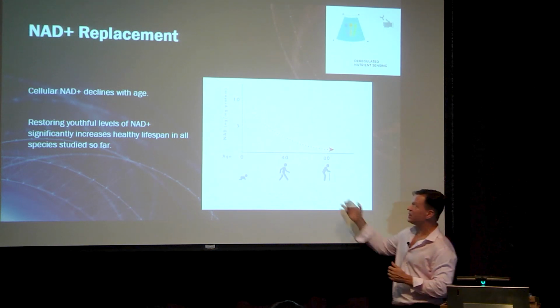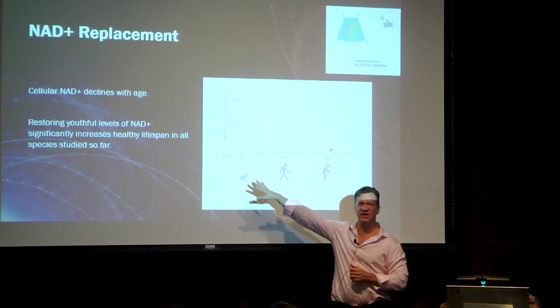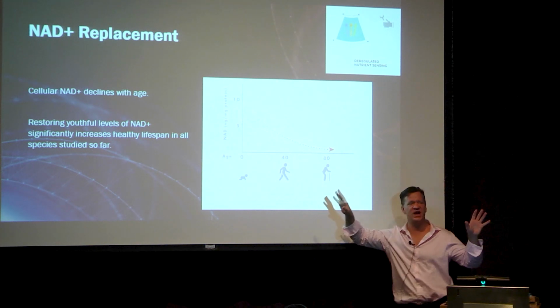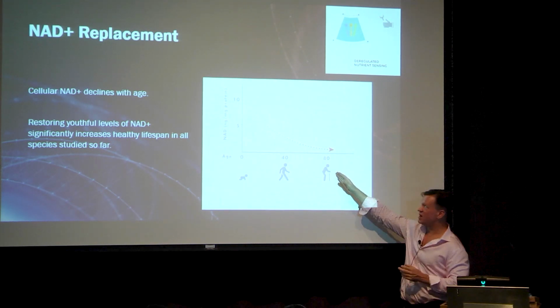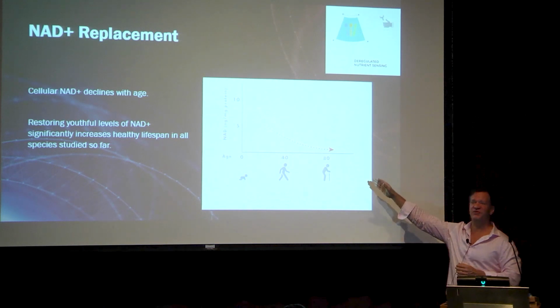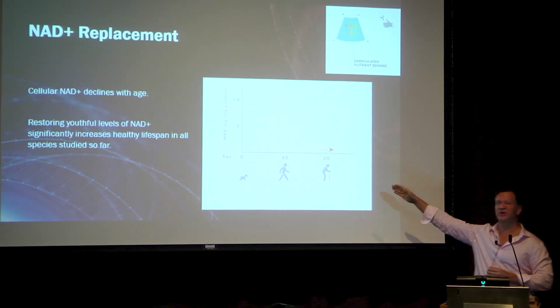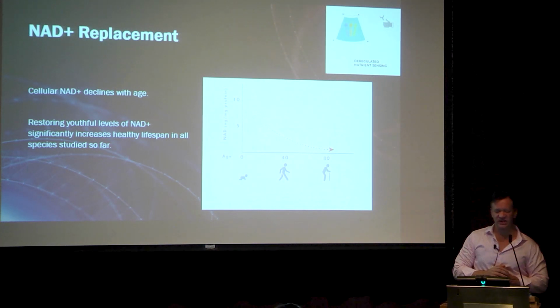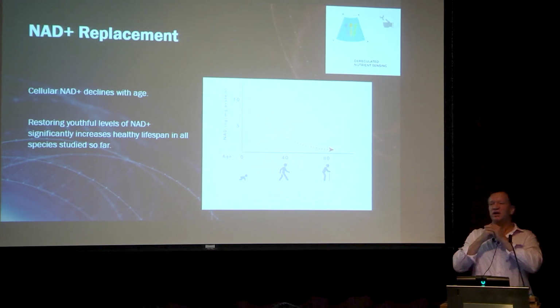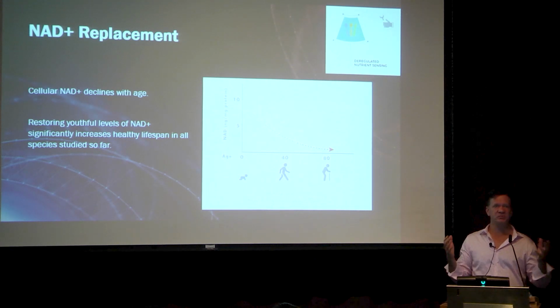So when we're young, we have a lot of NAD+ in our system. It's found in every cell. It's fundamental for energy metabolism. By the time we're 80 years old, we have a fraction of the NAD+ that we had when we were younger. Restoring youthful levels of NAD+ seems to significantly increase healthy lifespan in every species we've studied so far. So, can you just pop an NAD+ pill?